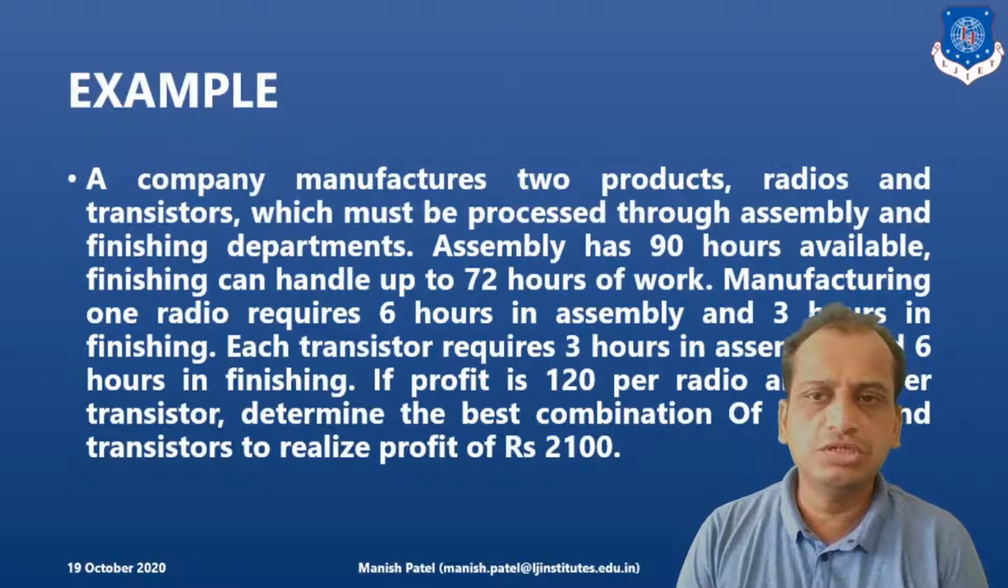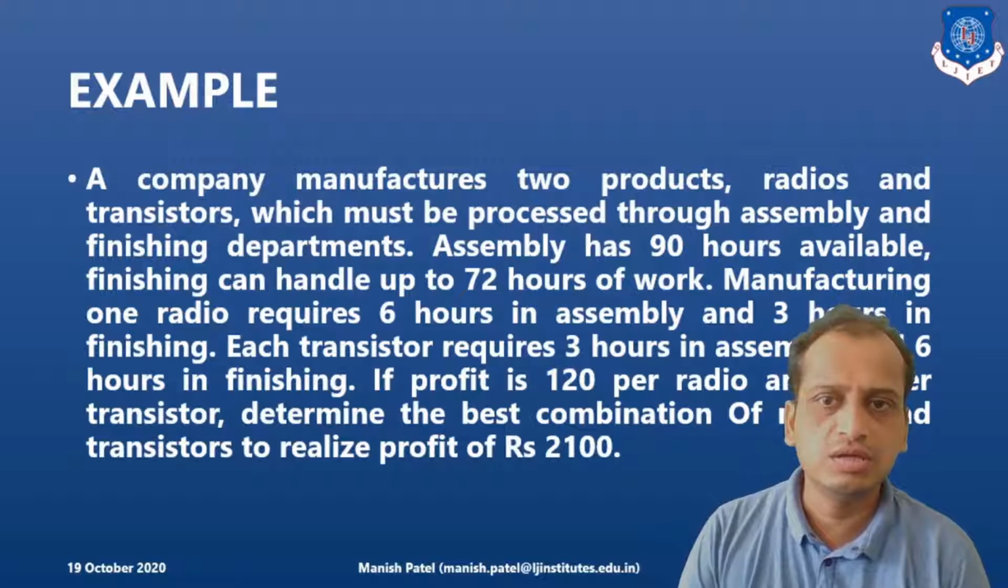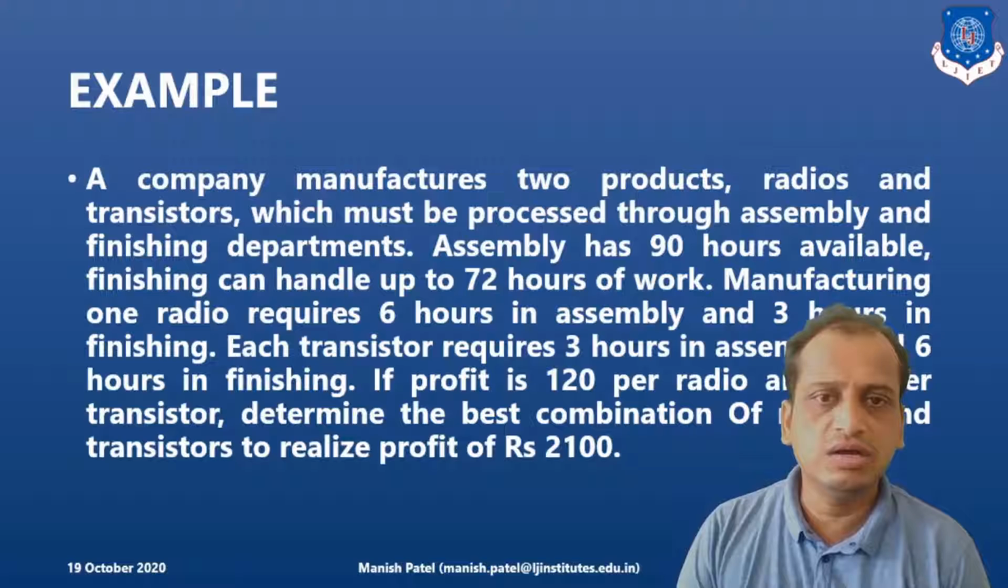So a company manufactures two products, radios and transistors, which must be processed through assembly and finishing departments. Now two products are there, radio and transistors. Assembly has 90 hours available and finishing can handle up to 72 hours of work. So here two constraints are given, assembly and finishing.